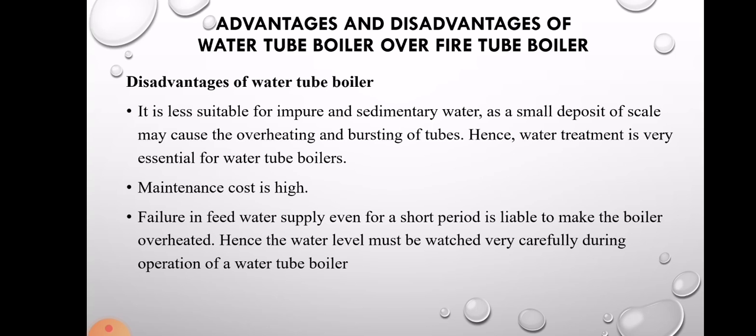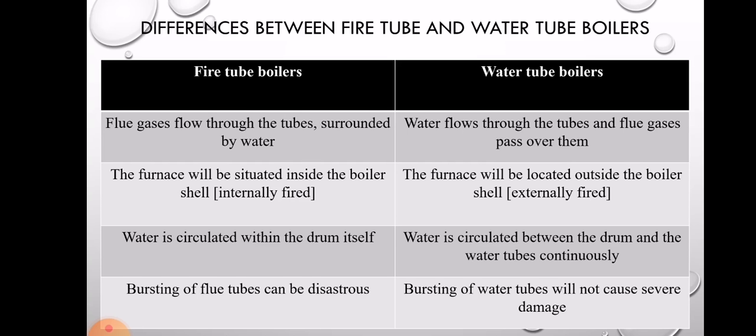Maintenance cost is slightly higher as compared to fire tube boilers, mainly because the number of parts are more, and failure in the feed water, even for a short time, that is, if the level of water goes down, or if the entire water gets exhausted in the drum, then this can lead to overheating of the water tubes, and it can be dangerous.